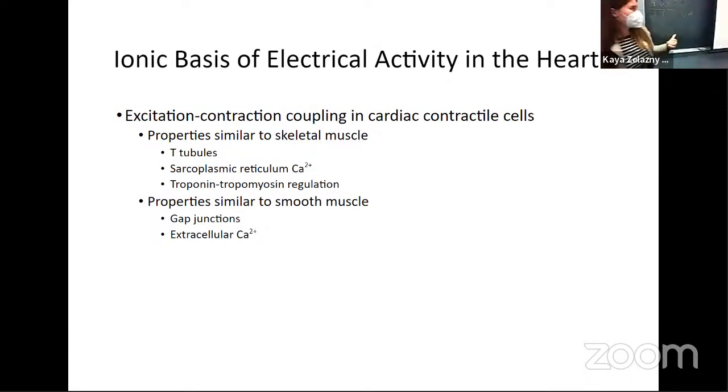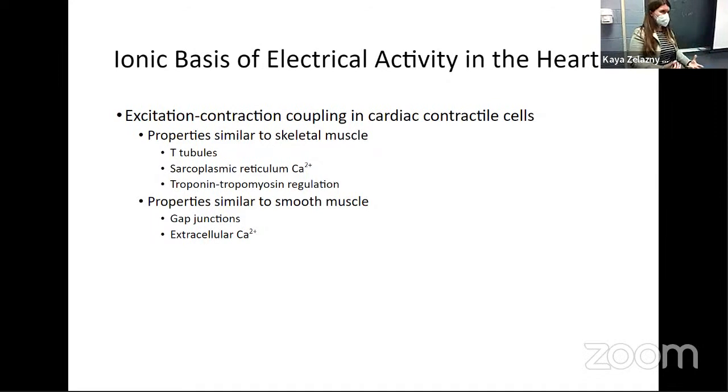We're still going to have T-tubules. We're still going to have a sarcoplasmic reticulum that releases calcium. And we're still going to have troponin and tropomyosin regulating basically our cross-bridge cycles. But we're going to have some components of smooth muscle here as well. Mainly, we see those gap junctions. We didn't see that in skeletal muscle.